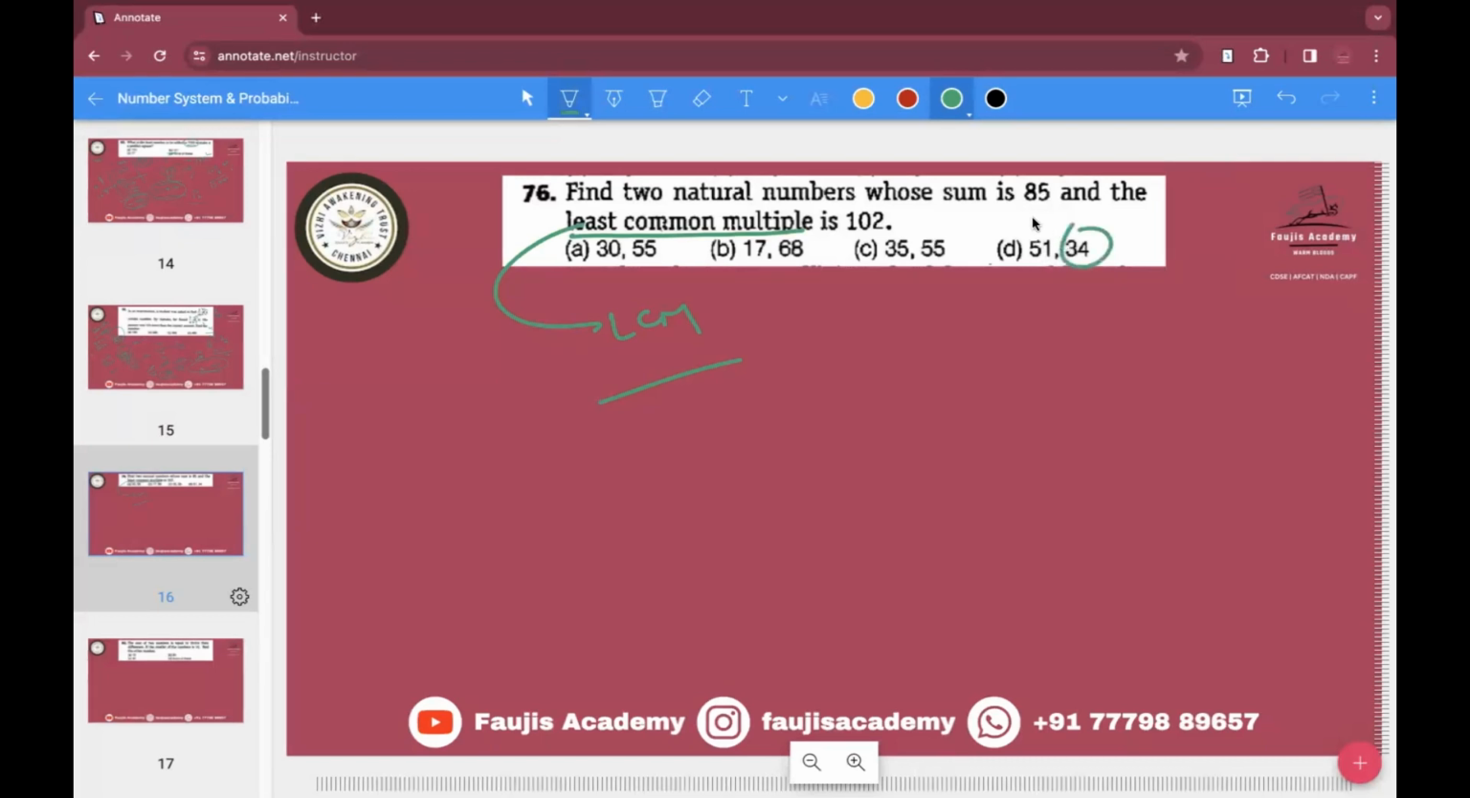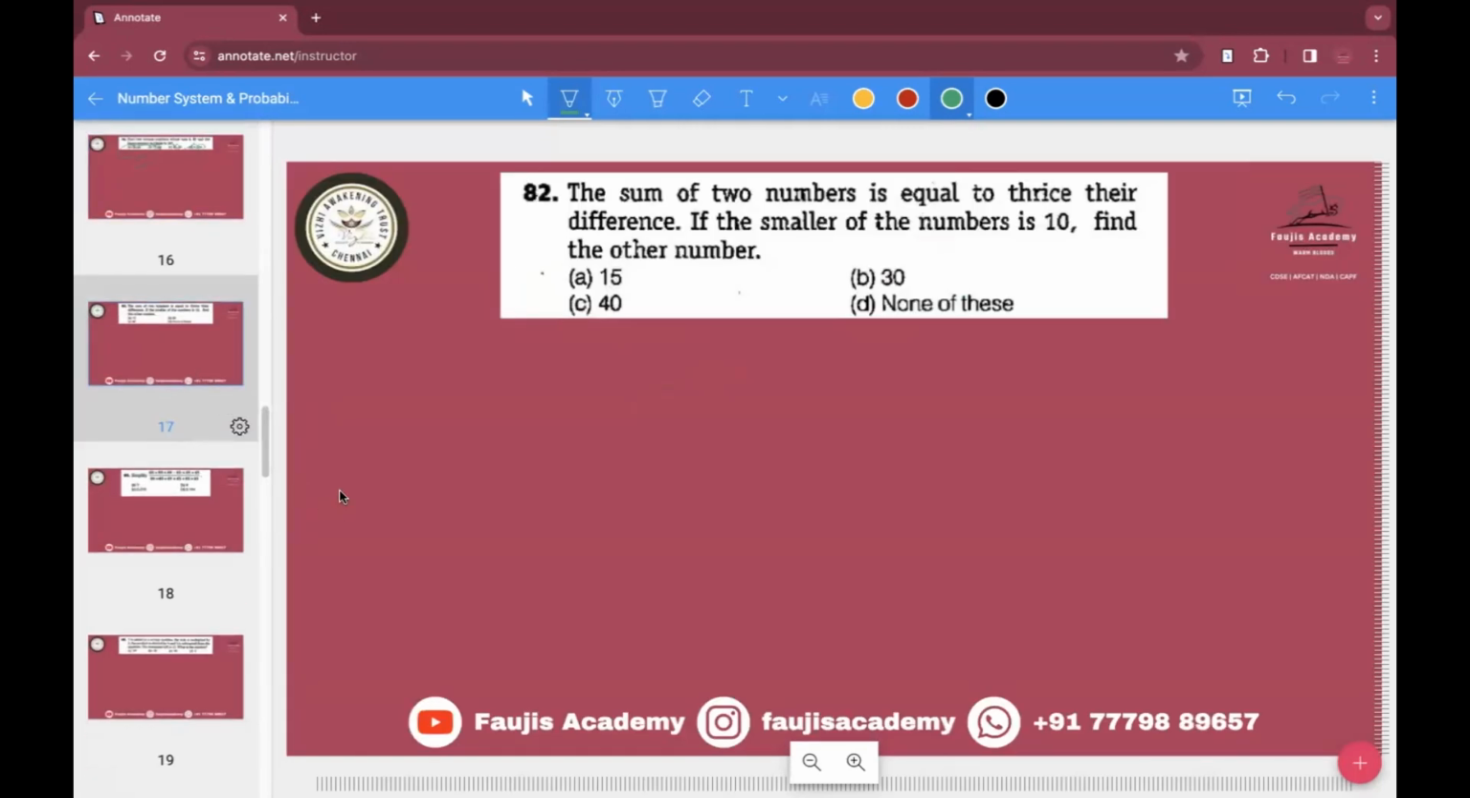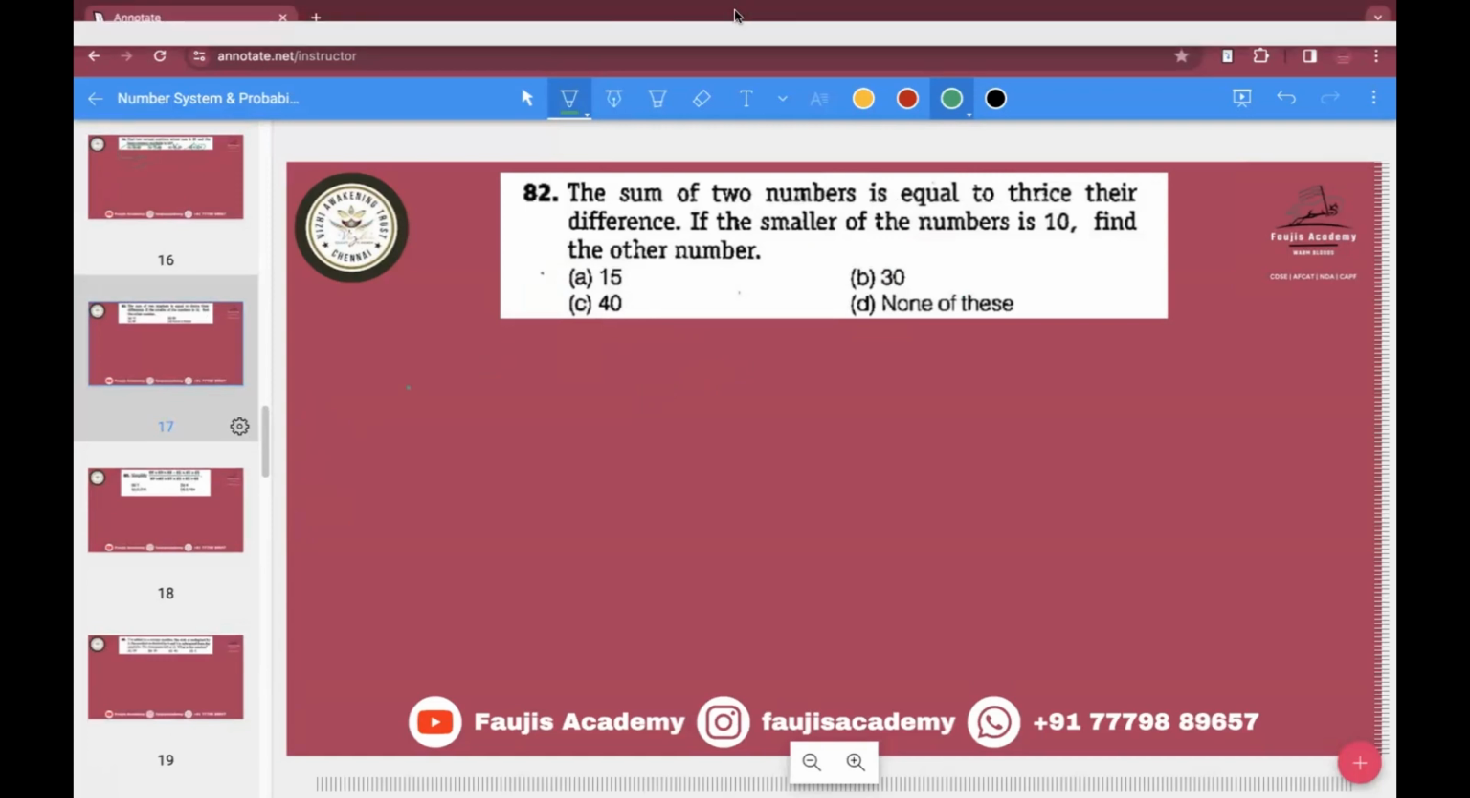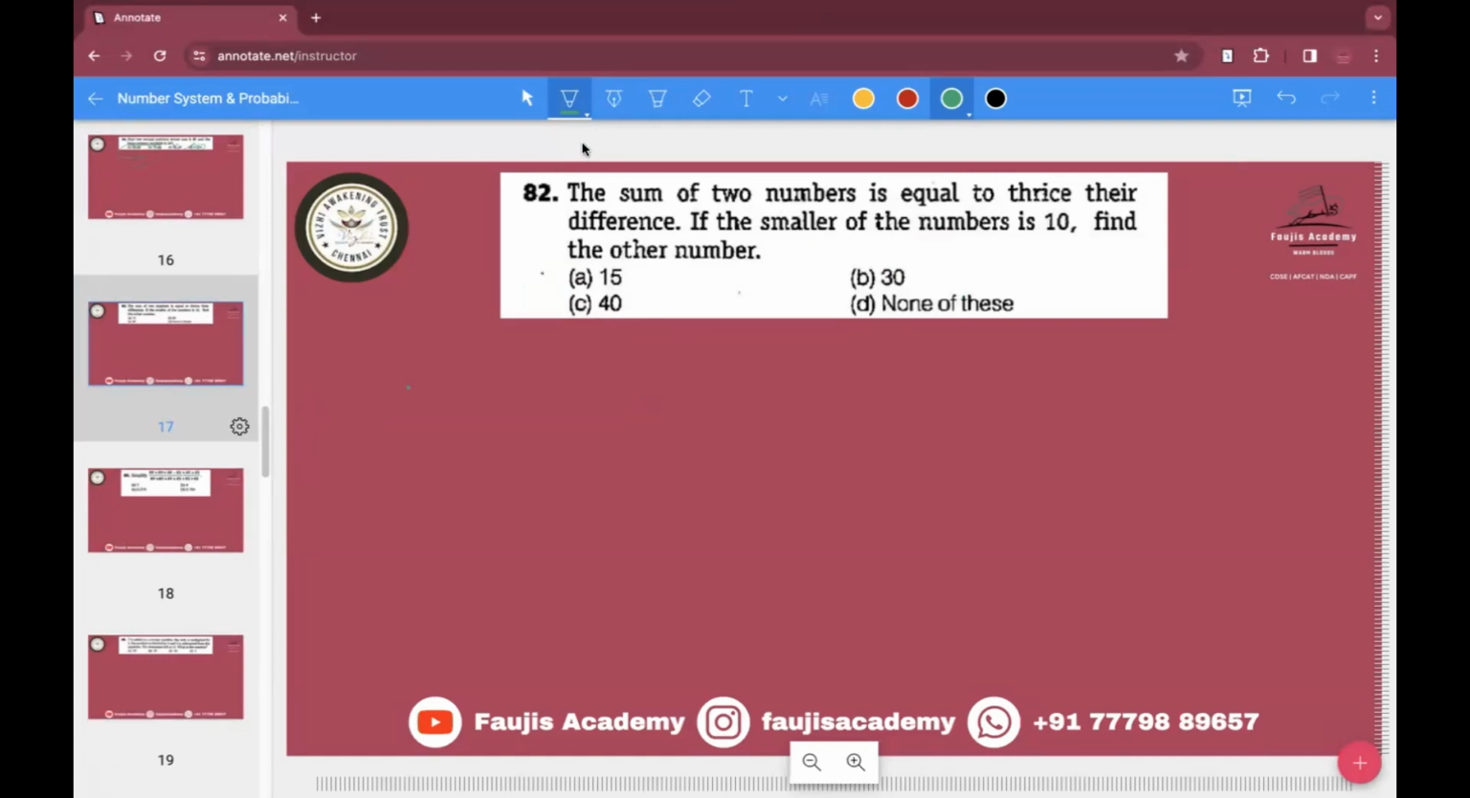By looking at the options, you see all of them add up to 85. 30, will it ever reach 102? No. 68, will it ever reach 102? No. 55 times 2 is 110. That's it, gone. This is your answer. Do you want me to explain it? Quick. Tell me, what is the answer? Use options. Tell, quick.